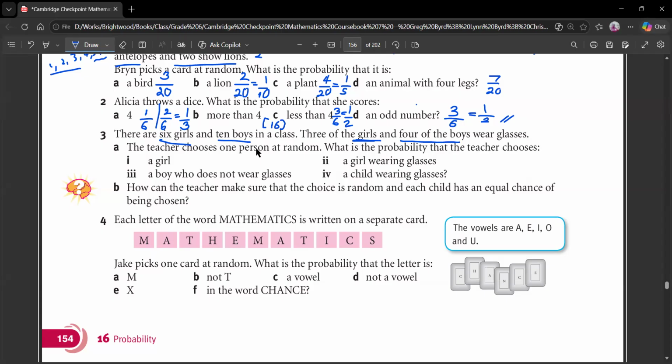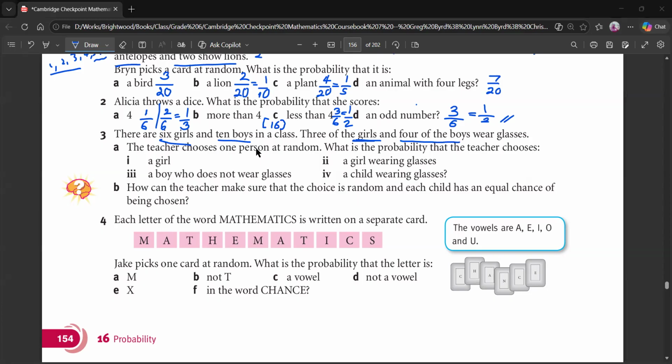What is the probability that the teacher chose a girl wearing glasses, a boy who does not wear glasses, a child wearing glasses? Think. You have to think. This may be a little bit complicated compared to the previous one. Yes. Now think. Six girls, 10 boys, three of the girls and four boys.